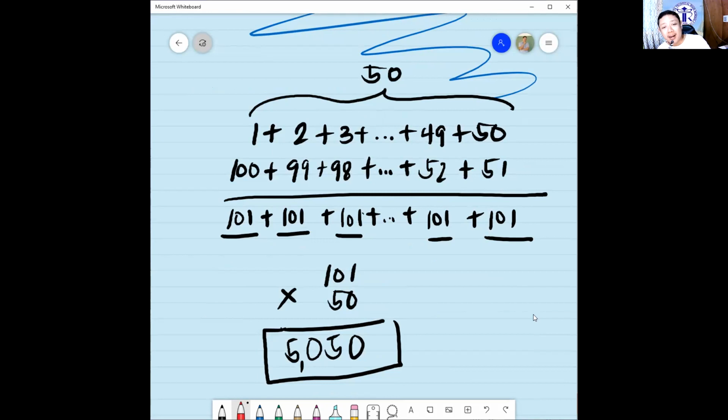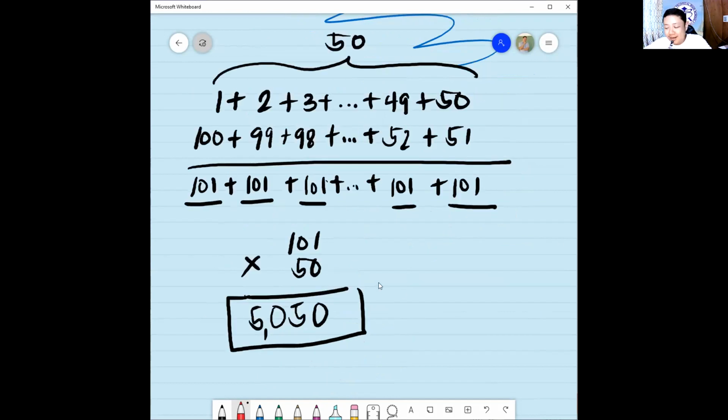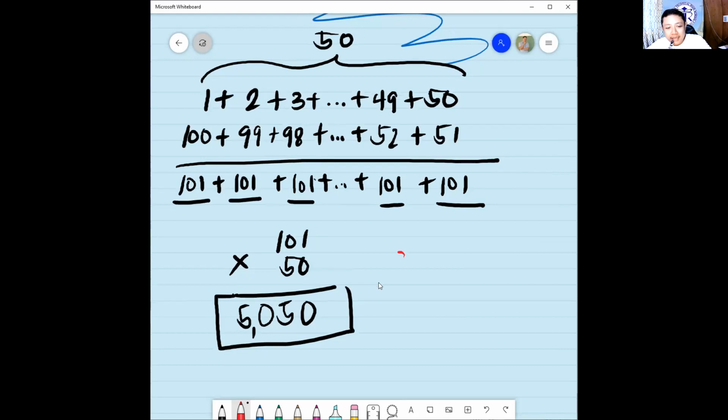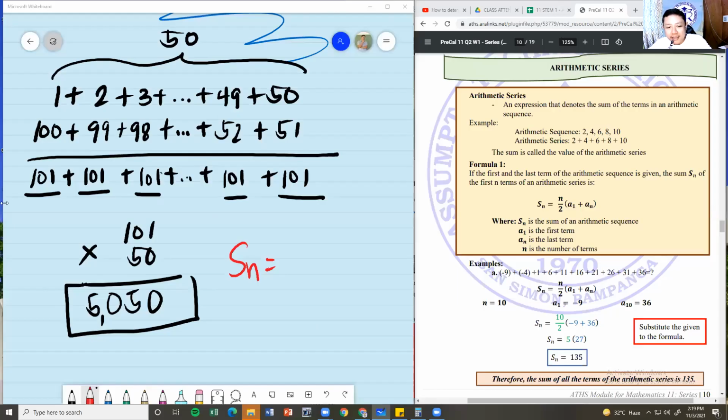And so, of course, Carl Gauss never stopped from here. He continued developing his formula, his invention, his discovery, and he ended up with this formula of the arithmetic series. And that is the formula that Carl Gauss developed. S sub n is equal to, ready? It's in the SLM. Let me share it with you as well. Here. S sub n is equal to n over 2 times a sub 1 plus a sub n.